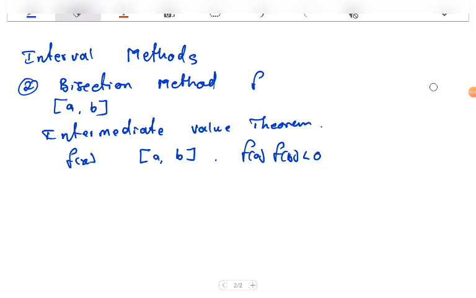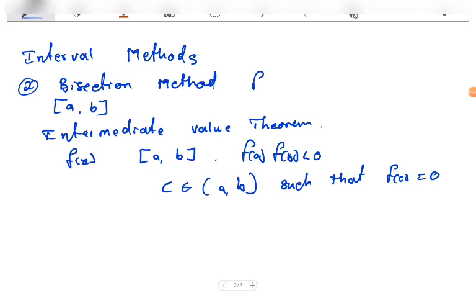So by using this, it tells us that there exists c at some point, c an element of the open interval (a, b), such that f of c is 0. So this is if one is positive and another one is negative. There's no way, we must have something.